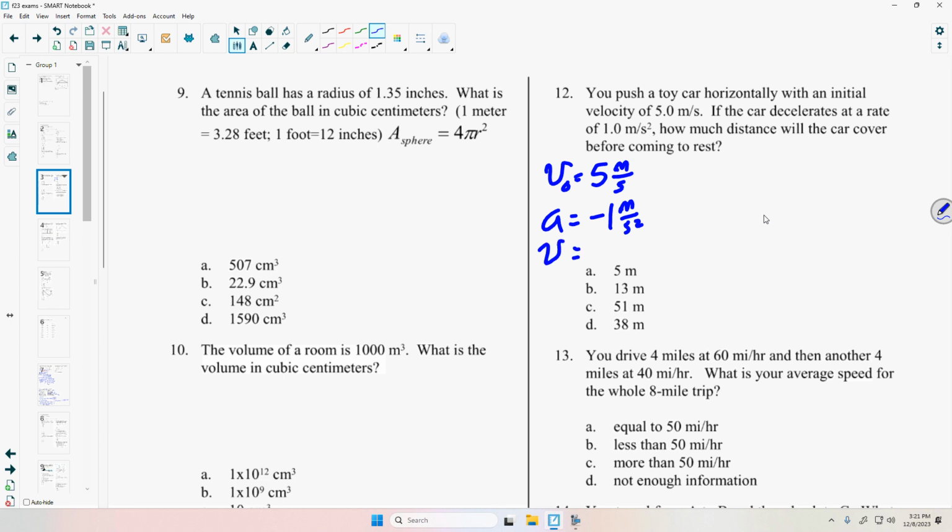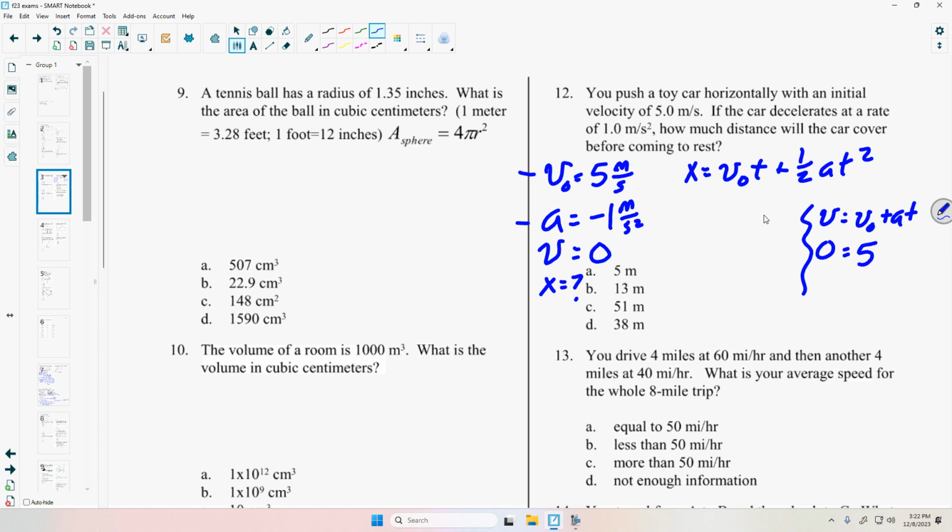So I know that V final is equal to 0. And I want to know what is x. Well, I know that x is equal to V0 t plus 1/2 A t squared. I know A, I know V0, I don't know x, I don't know t either. So I need to do a little aside work to find t. I also know that V is equal to V0 plus A t. V is 0, V0 is 5, A is negative 1, so that means t is equal to 5 seconds.